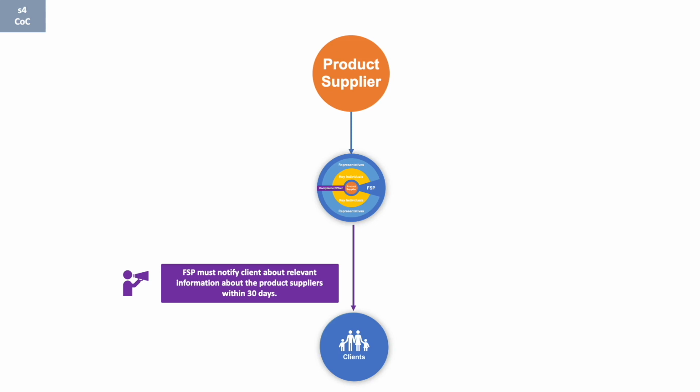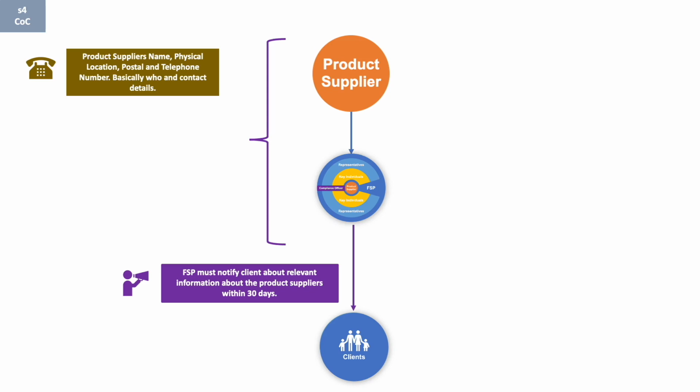So we need to make sure our clients know who the product supplier is and their contact details. Therefore, we must provide the client with: 1. The product supplier's name. 2. The product supplier's physical address. 3. The product supplier's postal address. And 4. The product supplier's telephone number. This may seem basic, but it is important that it's done, so the client has all the information he or she needs to know, and providing this information can easily be overlooked.